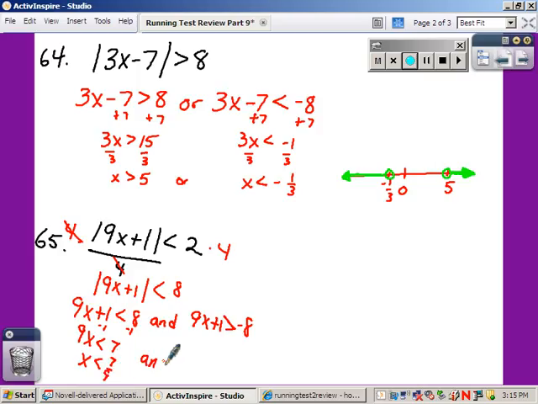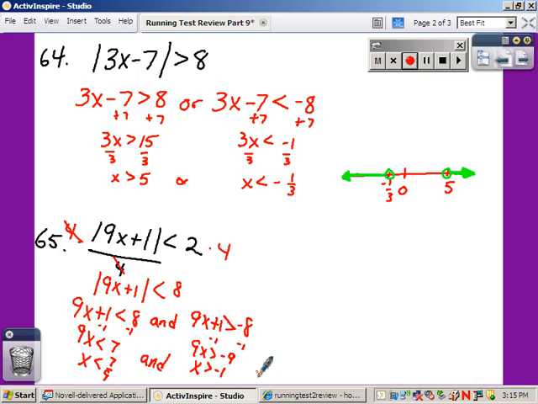Again, fractions sometimes happen. Over here, I'm going to subtract 1, which gives me 9x is greater than negative 9. Divide by 9, and I get x is greater than negative 1.